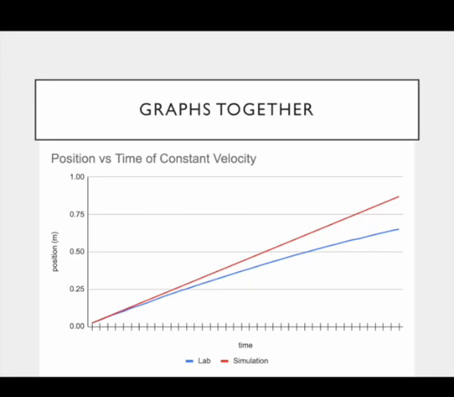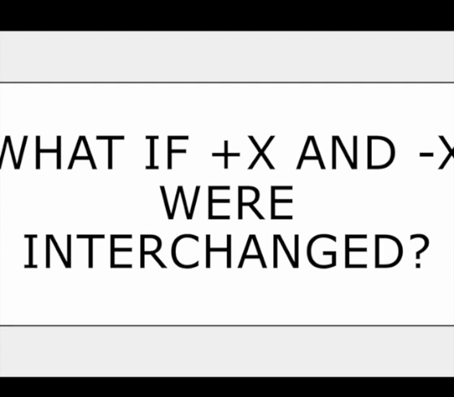So, questions. What if the positive and negative x-axes were interchanged? Well, then the graph would have a negative slope. So the line would be high in the beginning and low at the bottom, because as time goes on, the marker would be getting closer to a big negative number.